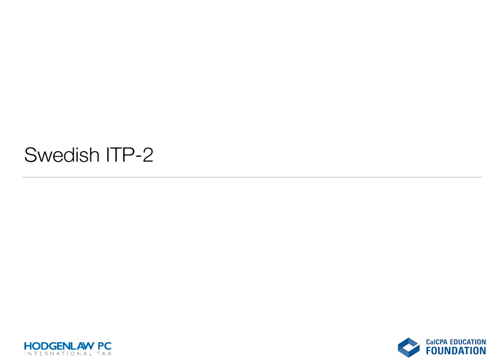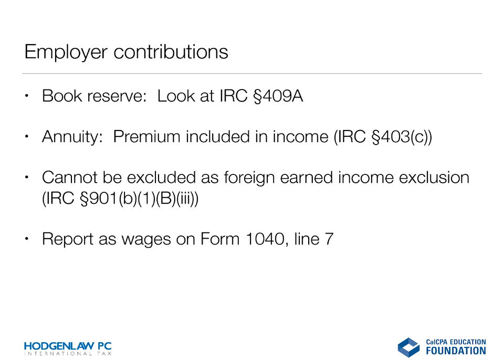Okay, here's the Swedish ITP2. If it's being funded by the book reserve method, you want to look at section 409A and see if the deferral will fail at any point. I'm not going to get into that in detail. If you are paying an employee insurance company for an annuity, the premium is probably included in income because I doubt the Swedish pension is a qualified annuity. And the premium cannot be excluded as foreign earned income exclusion. That's a specific exclusion in the code. Reported as wages on line 7 or whatever they modified the form to after the latest tax law changes.